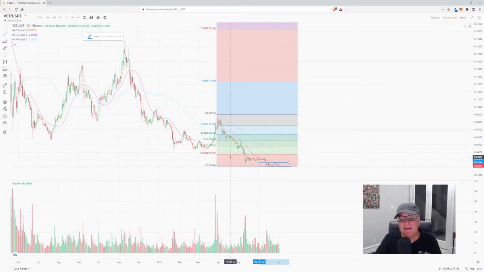Our next big level up in here where we're going to see resistance is going to be right up in here, which is around the 3.3 range. And then again, we're going to see another big area right in here where I think we're going to see resistance.